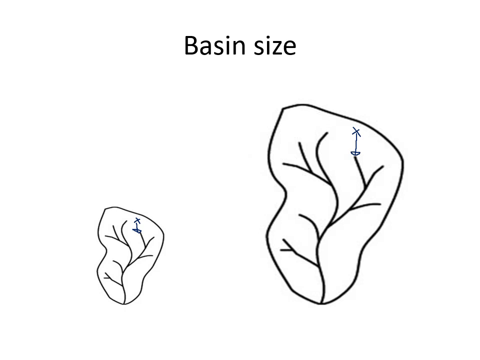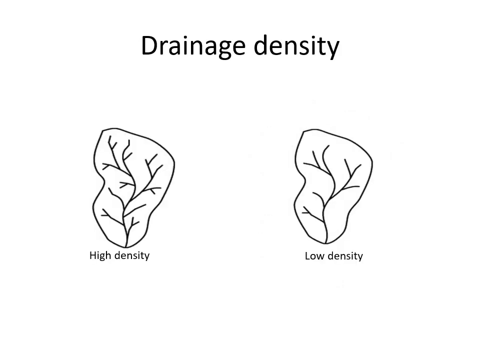It's going to be a more flashy, quick filling hydrograph. The peak discharge is likely to be perhaps a bit higher because of the shorter lag time it takes for the water to get into the river. And that's basin size. So, drainage density.